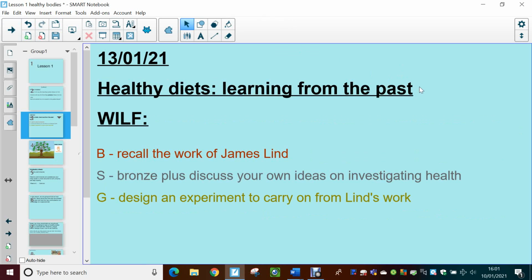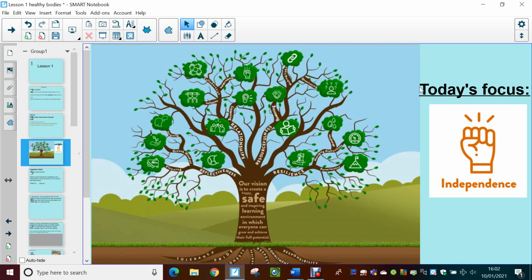So, can you get your science books, please, and write today's short date, the title, and WILF. Today's learning power focus is independence. Now, we know it's a very strange way of learning, being at home, and you perhaps don't have access to support like you would in a classroom. And that's why, particularly at home, you really need to use that learning power of independence and actually call on other learning powers if you are struggling.